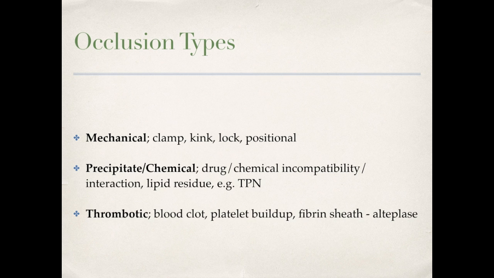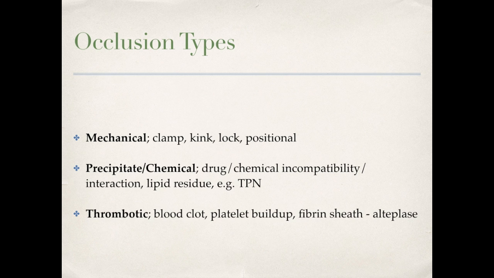So there are three types of occlusions that can occur in CVADs. So the first one is mechanical. It might just mean that there's a kink in the line somewhere, or that it's actually clamped off, and it can also be positional depending on how the patient is lying down or sitting. It might just be putting pressure somewhere on the catheter that's blocking the line. The second type of occlusion can be precipitate or chemical. This can be a drug or chemical incompatibility or interaction. It can also be a lipid residue from TPN, for example, that builds up in the line and blocks it.